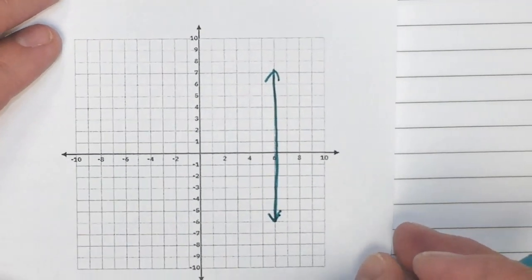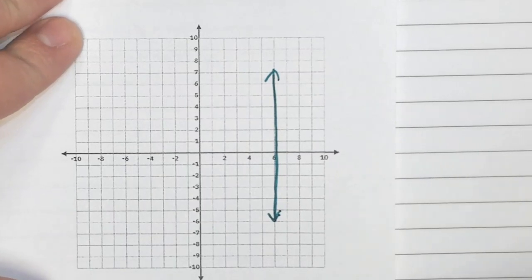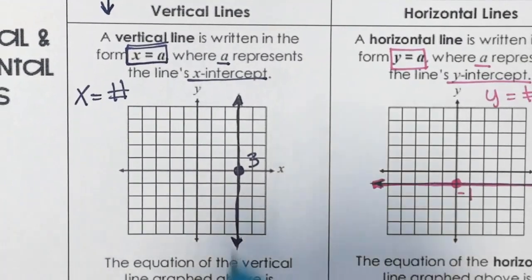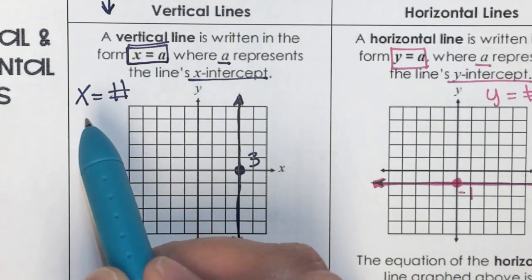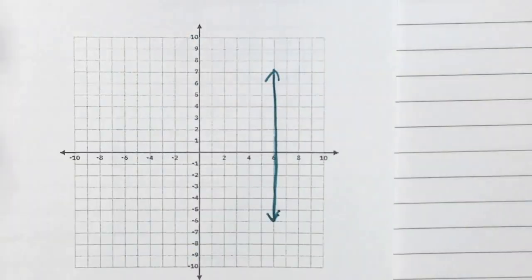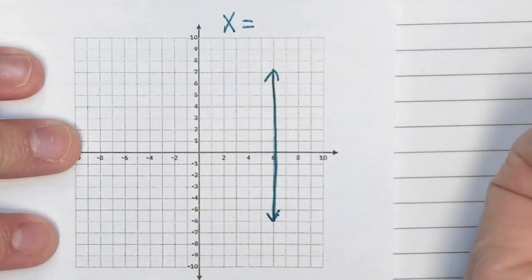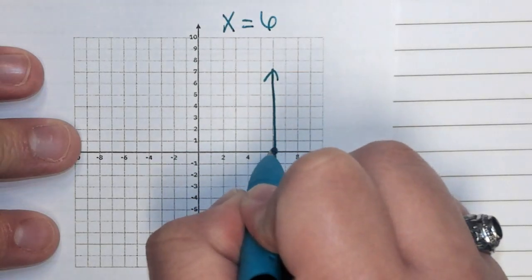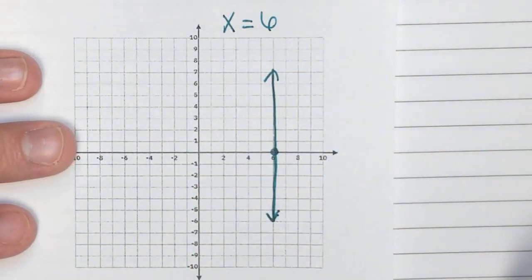Okay, what kind of line is this? Horizontal or vertical? Vertical. So if you forget, use the notes. Okay. We have a vertical line here. That means, what letter does the equation start with? X. So x equals what number? 6. Any questions?